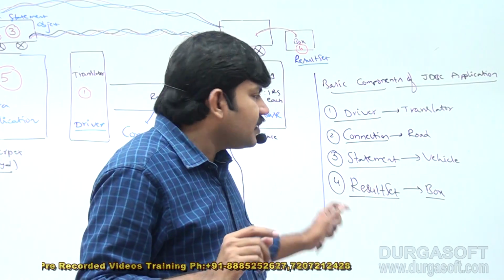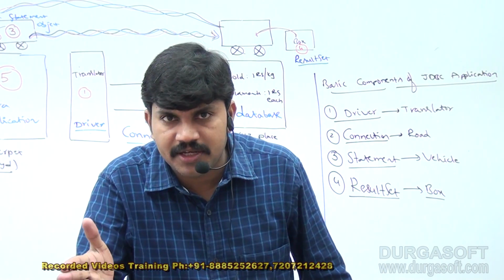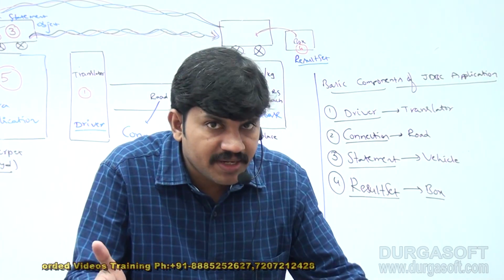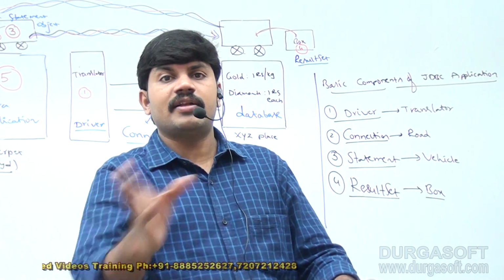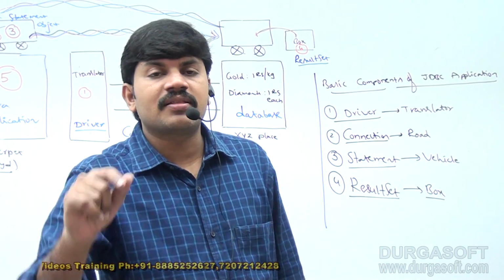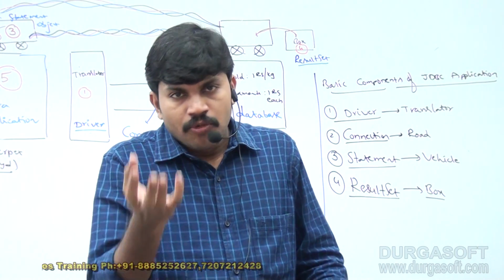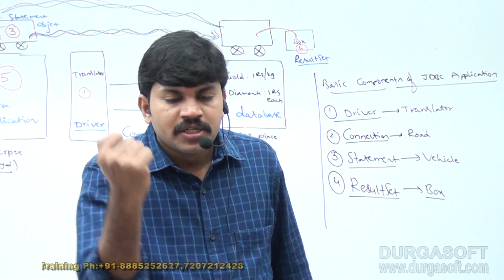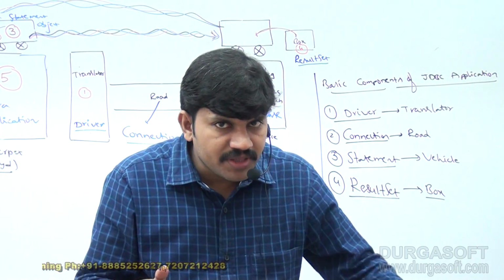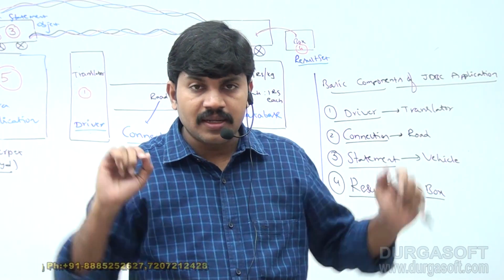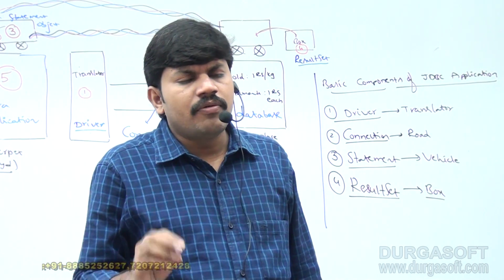Next, what is connection? A Java application wants to communicate with the database. For that, some network socket is required, which is nothing but the connection object. By using the connection object, the Java application can communicate with the database. Okay, clear?